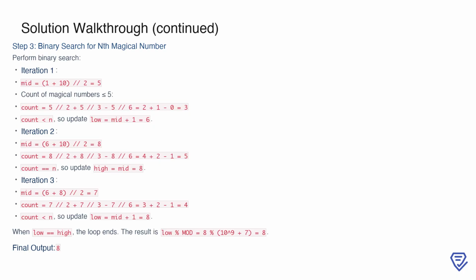In the third iteration, the midpoint is 6 plus 8, divided by 2, resulting in 7. Counting up to 7, we find 7 divided by 2, plus 7 divided by 3, minus 7 divided by 6, which equals 3 plus 2 minus 1, totaling 4. Since this is less than n, we set the low bound to 8. When the low and high bounds converge at 8, the search ends. The result, modulo 10 to the power of 9 plus 7, is 8.